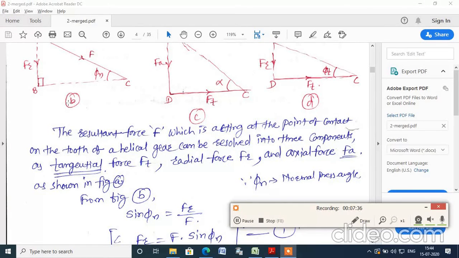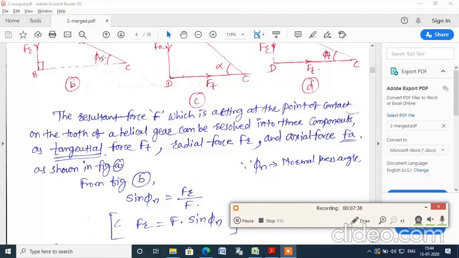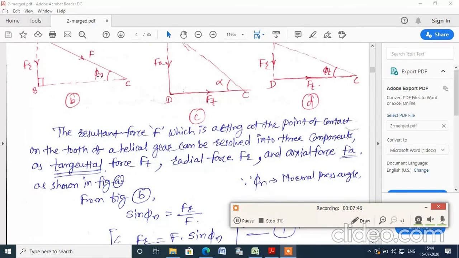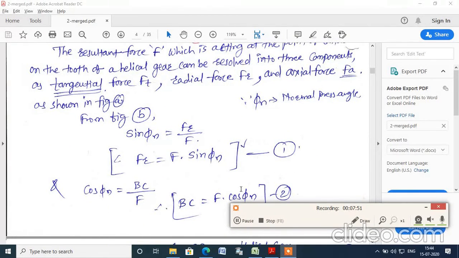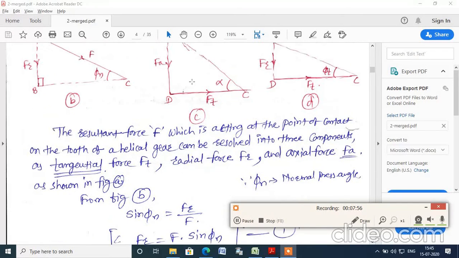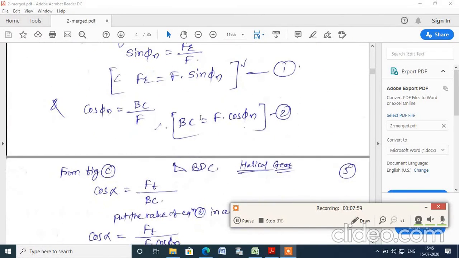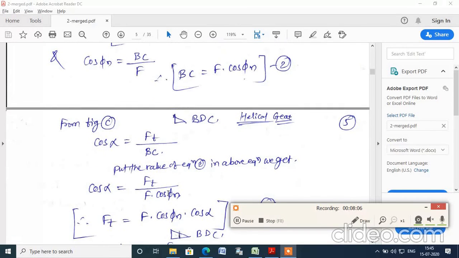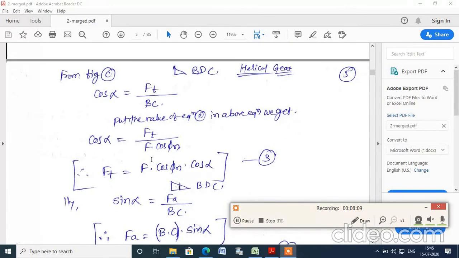Let us consider first triangle ABC, figure B, where sin phi n equals Fr upon F. So Fr equals F into sin phi n. Then cos phi n equals BC upon F. So what is BC? BC equals F into cos phi n. Equations 1 and 2. From figure C, triangle BDC, cos alpha equals Ft by BC. We already calculated BC, so putting the value of BC, cos alpha equals Ft upon F cos phi n. So we get Ft equals F cos phi n cos alpha.